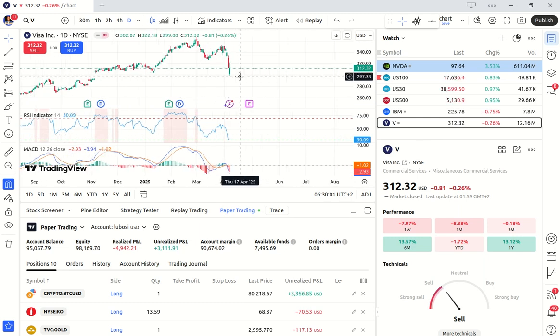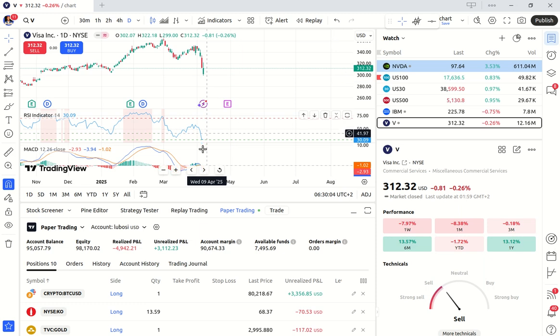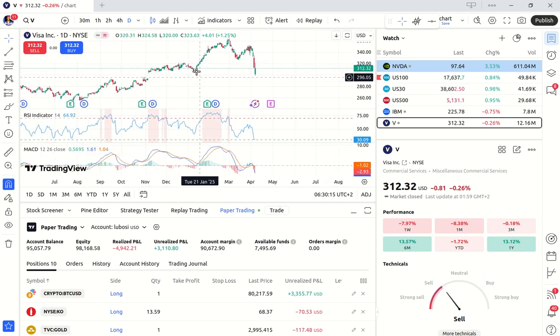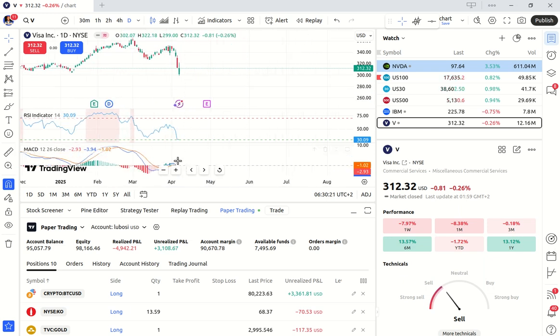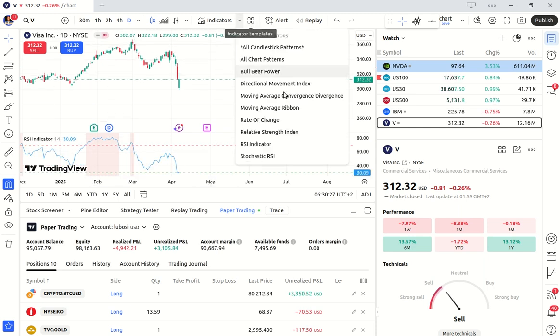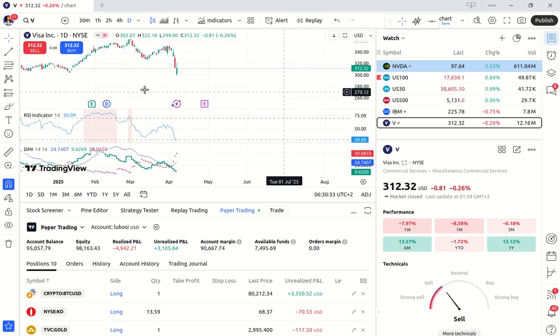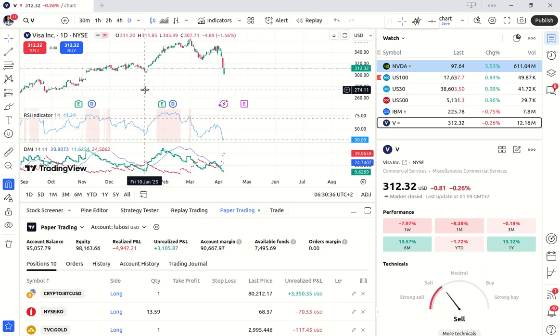So basically, what we are waiting for is for this line on the MACD to cross. Okay. So we're waiting for the MACD line to cross. Another thing that I would look at is the DMI. Okay, so this means the market is trending downwards. Okay, that's what this means, right?